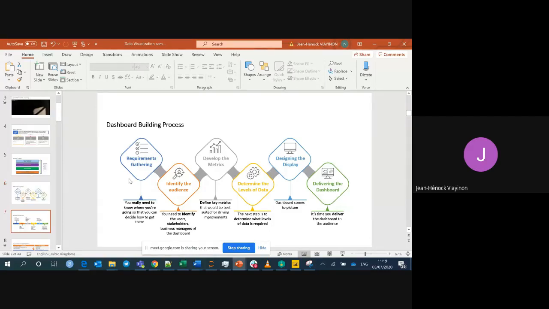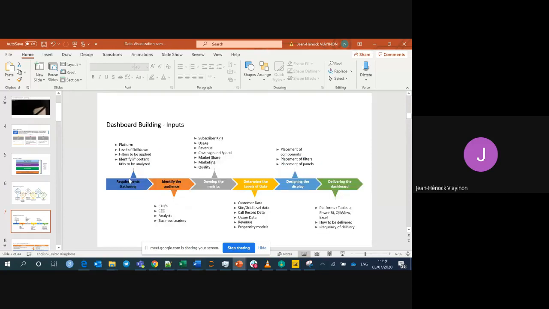Yes. So each of those building processes requires some inputs. For example, for the requirement gathering, you need to choose your platform. You could be using Power BI or QlikView for presentation. You need to choose the level of drill down. You need to choose your filters. You need to identify important KPIs to be analyzed.